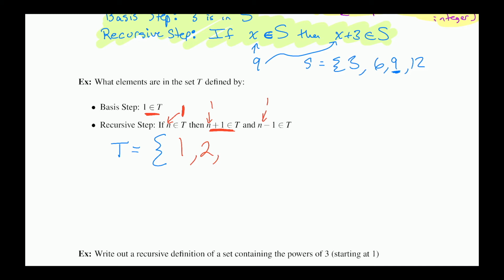What about the other rule? We got another rule. The other rule says n minus 1 is in T. So if you put a 1 in there, you have 1 minus 1 in T. So 1 minus 1 is 0. So 0 is in T.